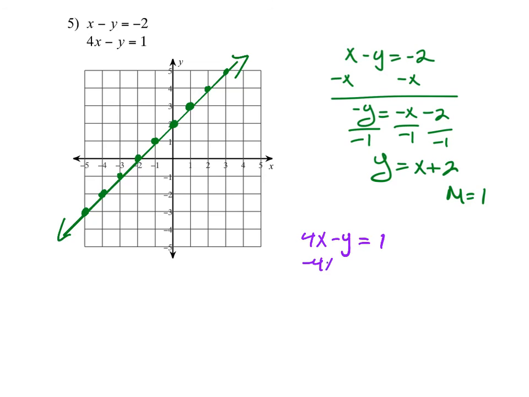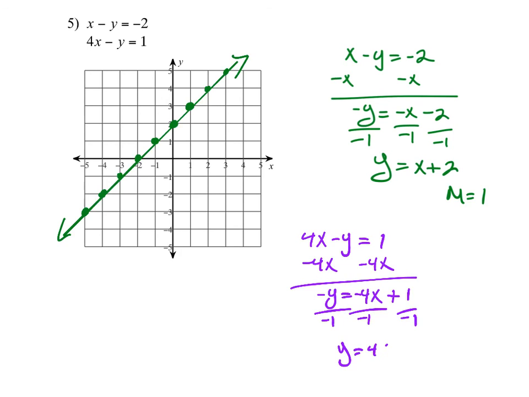So minus 4x on both sides, negative y equals negative 4x plus 1. And I'm going to divide by negative 1. So I have that y equals 4x minus 1. So I'm going to start by marking negative 1. Now I'm going up, so my slope is 4 over 1. So I'm going up 4. So 1, 2, 3, 4, and 1 to the right.